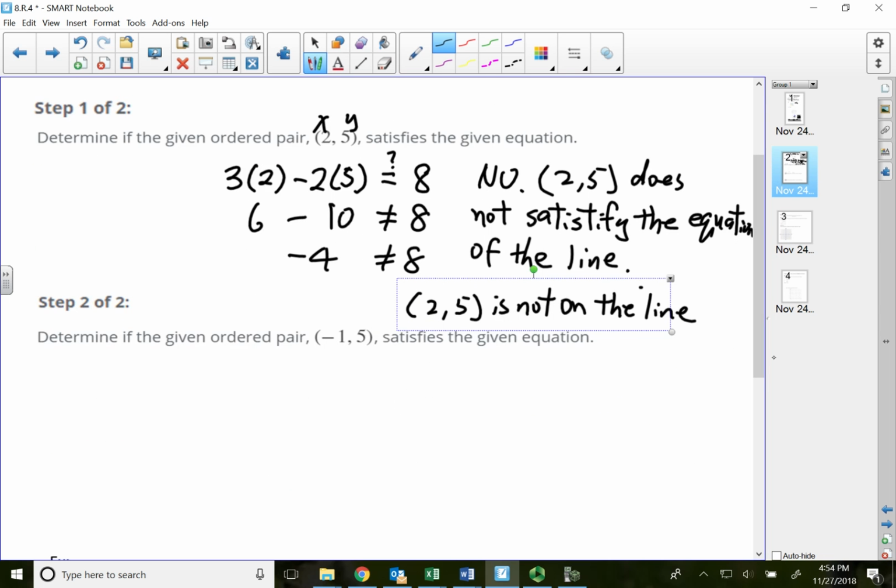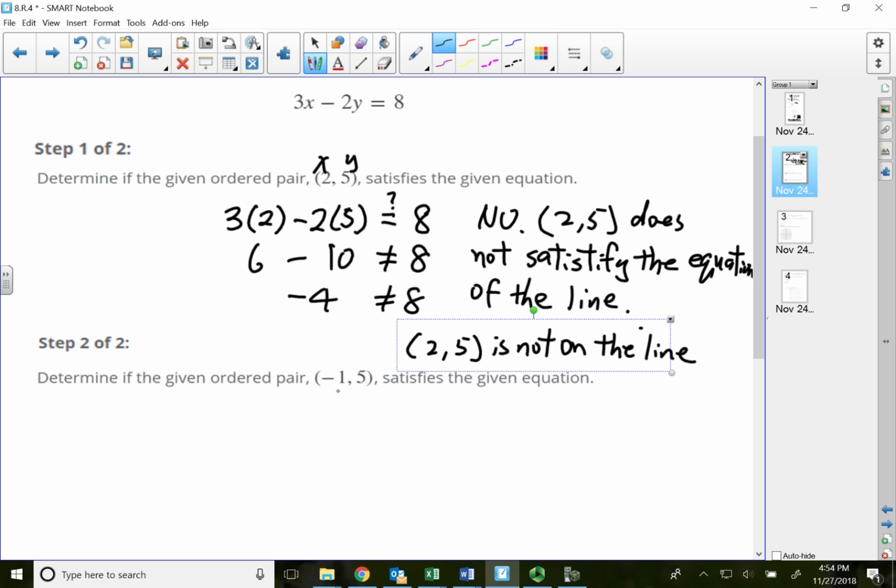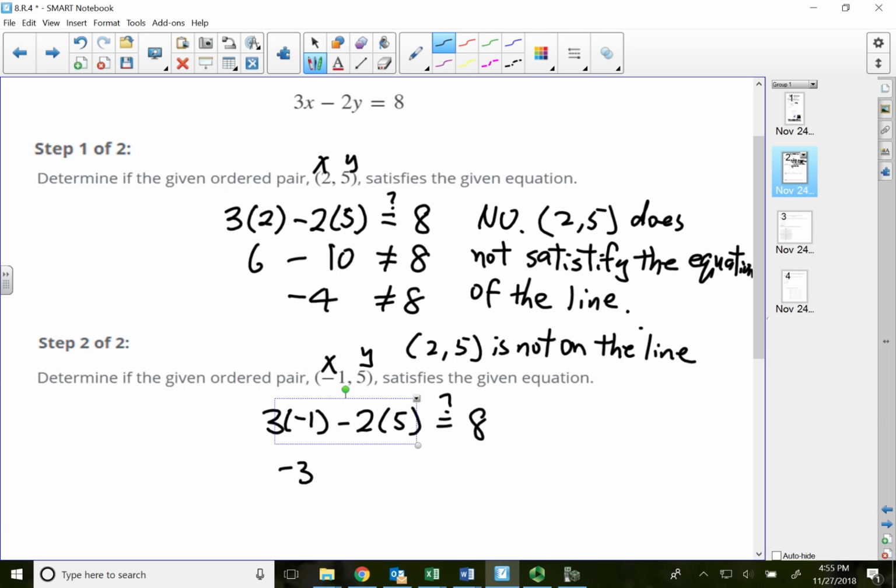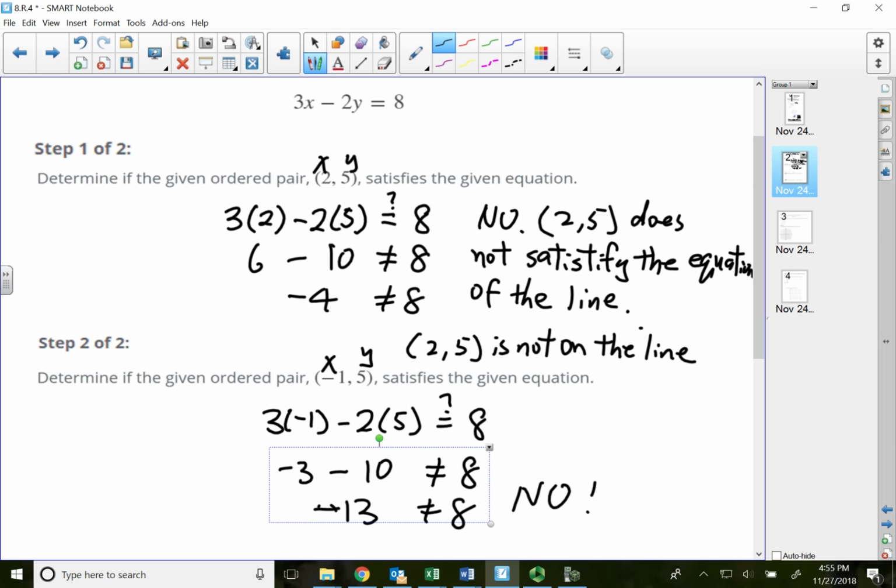All right, let's try this one. Does this point satisfy the equation, or is this point on the line? So this time I'm going to substitute negative 1 for x and 5 for y. So that will be 3 times negative 1 minus 2 times 5. Does that equal 8? So this is negative 3 minus 10, which we know, with the same sign, we add, so this is negative 13, which does not equal 8. So the answer is no again. So that means this point does not satisfy the equation, and this point is actually not going to be on the line.